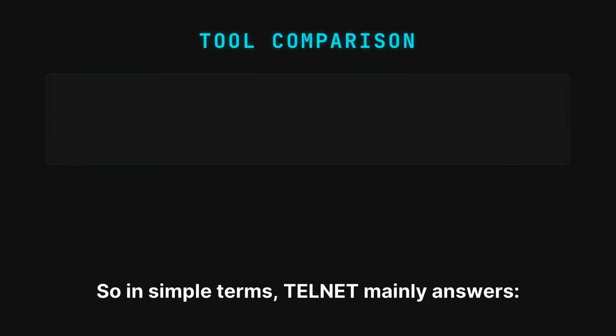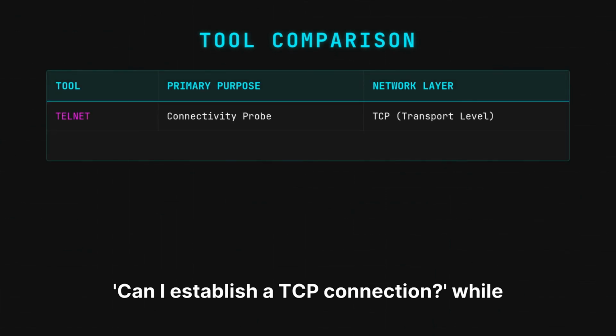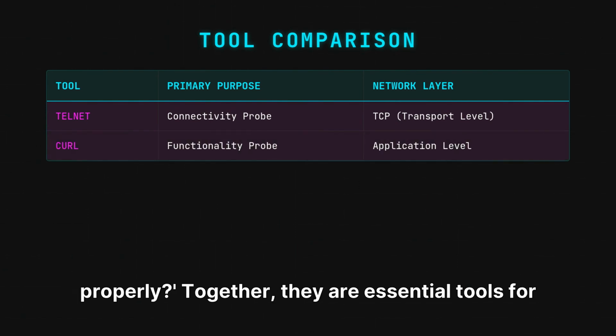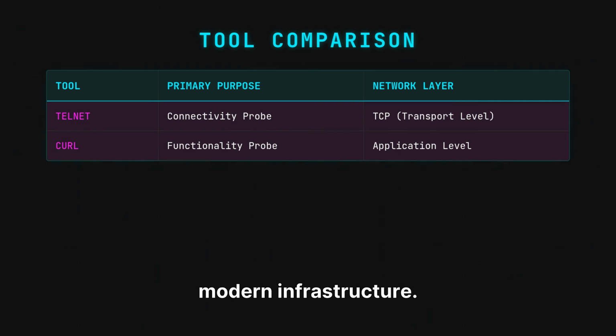So in simple terms, telnet mainly answers, can I establish a TCP connection? While curl answers, is the application itself functioning properly? Together, they are essential tools for modern infrastructure.